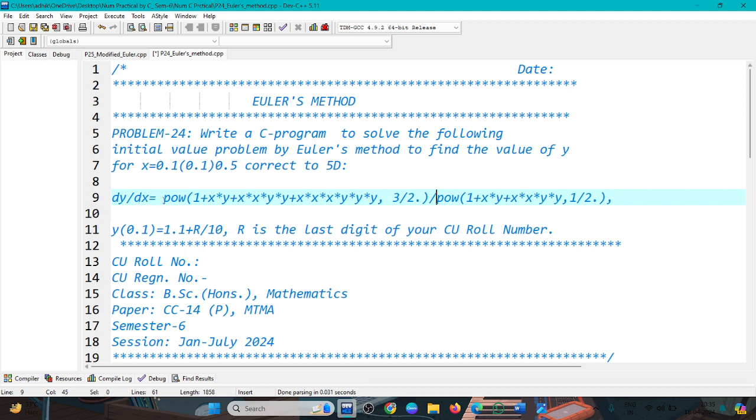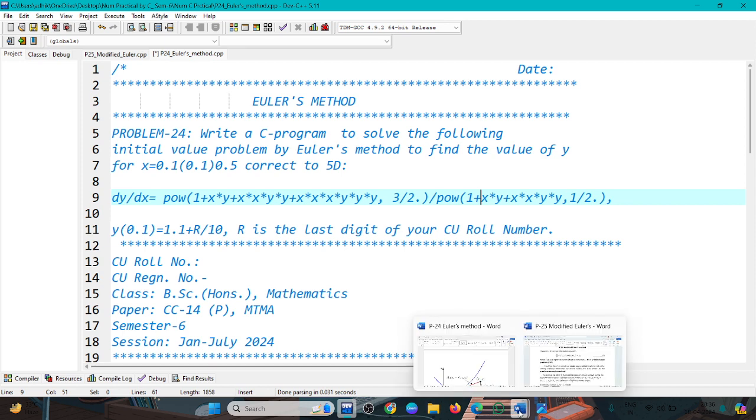dy/dx equal to f(x,y), and this is the function: (1 + xy + x²y² + x³y³)^(3/2) divided by (1 + xy + x²y²)^(1/2). y(0.1) equal to 1.1 + r/10. r is the last digit of your roll number, CU roll number.